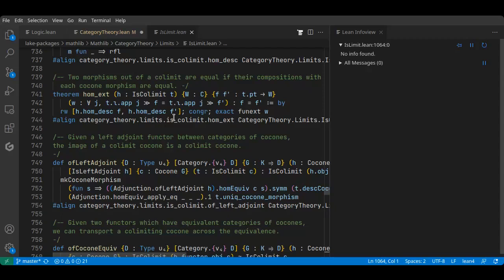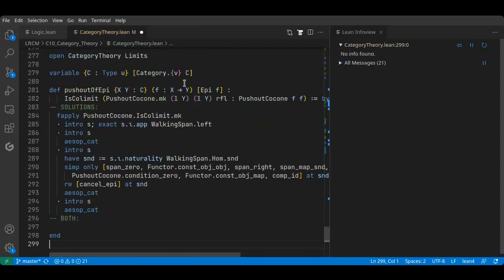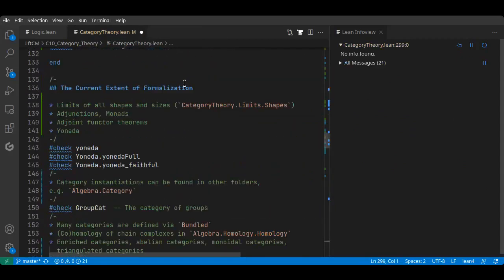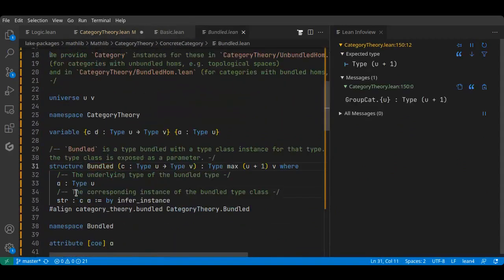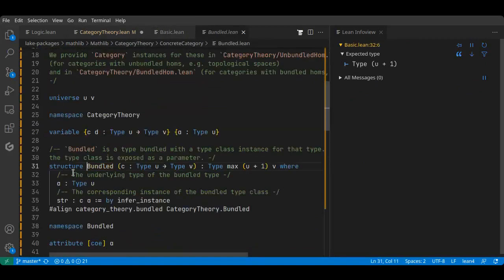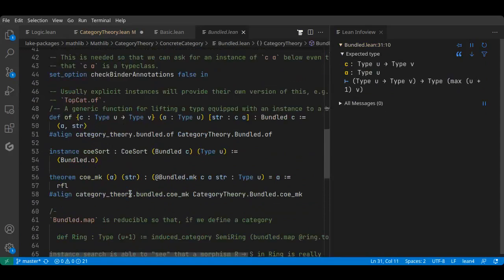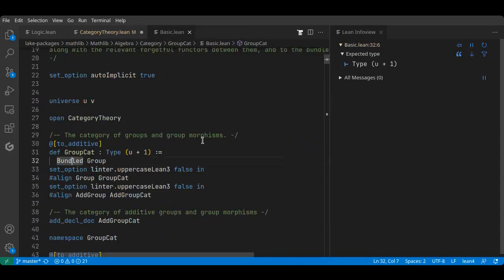Do these bundled categories automatically get a forgetful functor to Type? No, they don't. I'm not sure it always has to be a functor. Bundled is bundled. You can bundle everything, even if the forgetful functor is not actually functorial, I guess.